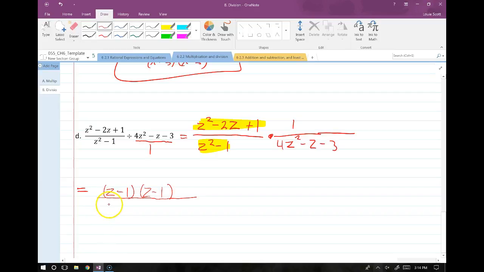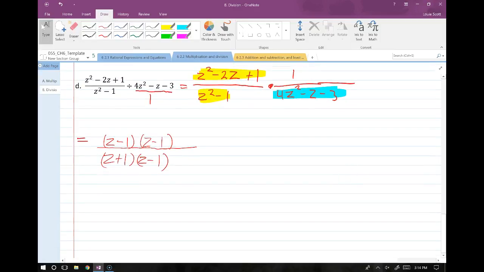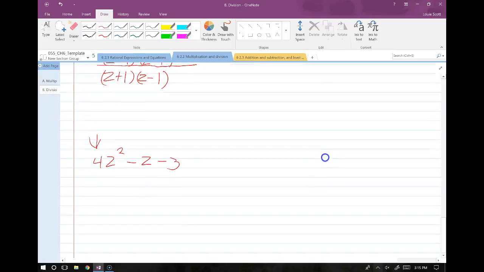Yeah, it is, right? Okay, so z squared minus 1, another example, a difference of squares, so z plus 1, z minus 1. Now, we've got to figure out what this guy over here factors into. So I'm going to go down below and do a little bit of scratch work and try to factor that out, because that's one of those ugly examples. So I have 4z squared minus z minus 3. When I have the coefficient out front, the easiest thing to do is multiply the first and the last terms together, which would give me negative 12.